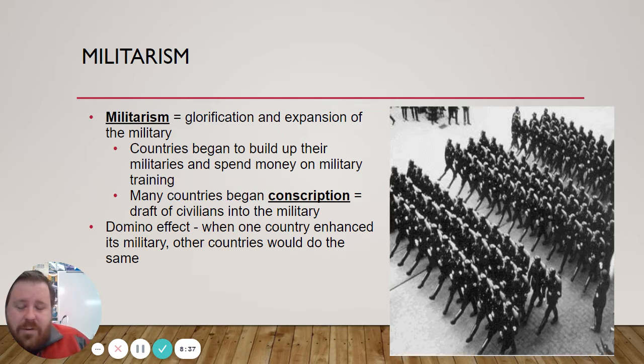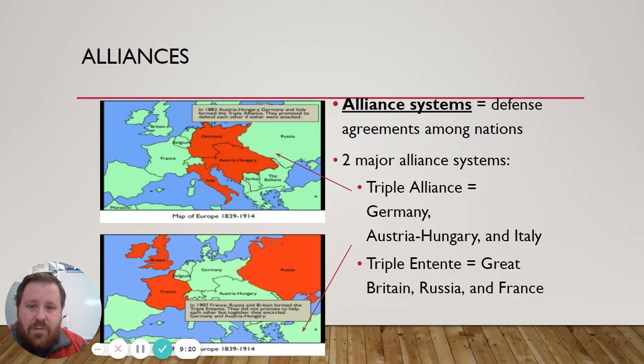Okay, that starts a domino effect. When one country enhanced its military, other countries then started to do the same. So one country builds their military, the next country over is like, oh, we better build our military too, and so on and so forth, until everybody has really large militaries, everybody's spending a bunch of money on military training, and everybody's drafting civilians into the military. They're using conscription, all those things, right? So everybody has these large militaries and everybody's willing to fight a war with them. That is one of the main causes of World War One, as we'll see. That comes into play in a second.